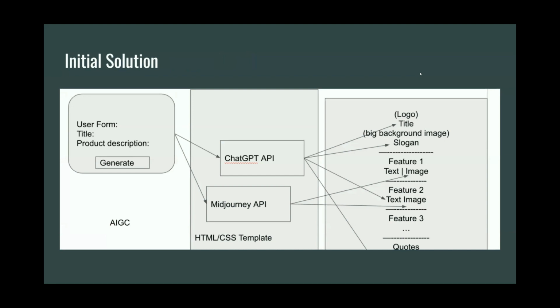Our initial solution is as follows. We originally started from a user form that starts with a title and website description. And then you feed those values into the ChatGPT API. And originally we used the Midjourney API, with an HTML CSS template so that you eventually get a fully featured website.